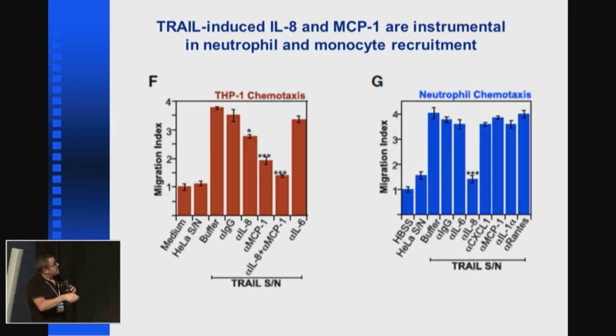The neutrophil chemotaxis is largely interleukin-8 dependent, as we would have expected. So interleukin-8 levels that are produced in response to TRAIL or FAS ligation are sufficient to recruit primary human neutrophils, basically the source of those chemokines. And MCP1, which is a monocyte chemotactic factor, is more important for monocyte macrophage recruitment.